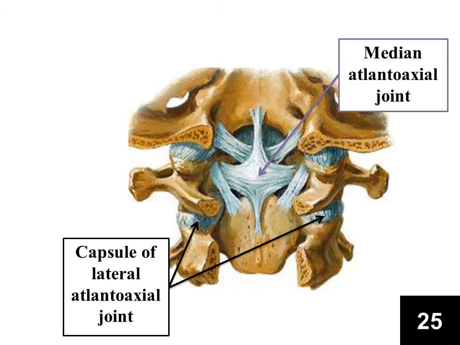Now here with this diagram you can see the median atlanto-occipital joint, and laterally you can see also, it is not marked, but you can see it very well, the lateral atlanto-occipital joint, sorry, atlanto-axial joint. You can see the fibrous capsule around it. Now for the median atlanto-axial joint, you can see the ligament clearly, and we will come to it later.